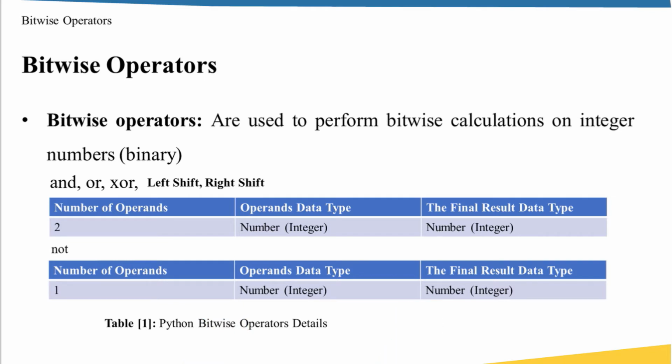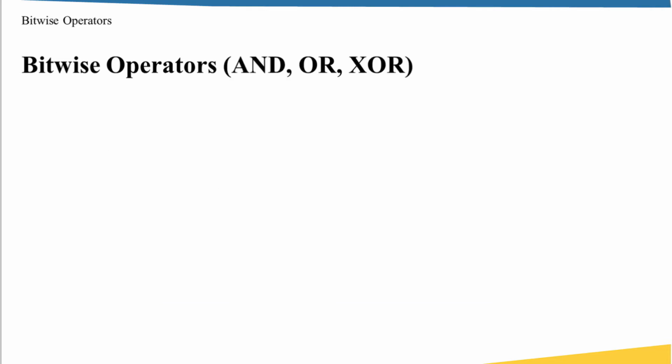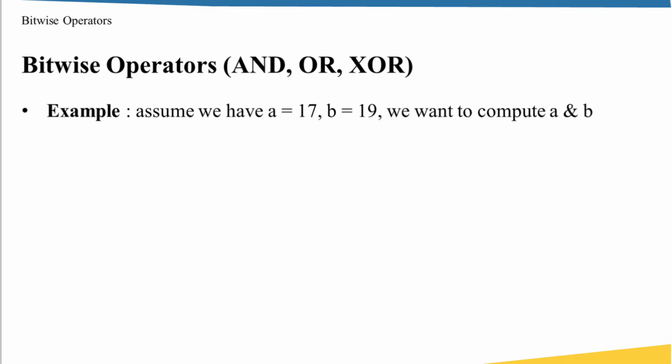It's highly probable that most of you are not familiar with these operators, so I'm going to explain them in detail. Let's start talking about AND or XOR. I have an example. Let me assume that I have A equal to 17, B equal to 19, and I want to calculate A AND B. Since these are bitwise operators, first of all, I'm going to convert A and B into the binary system, and this is what I will get.